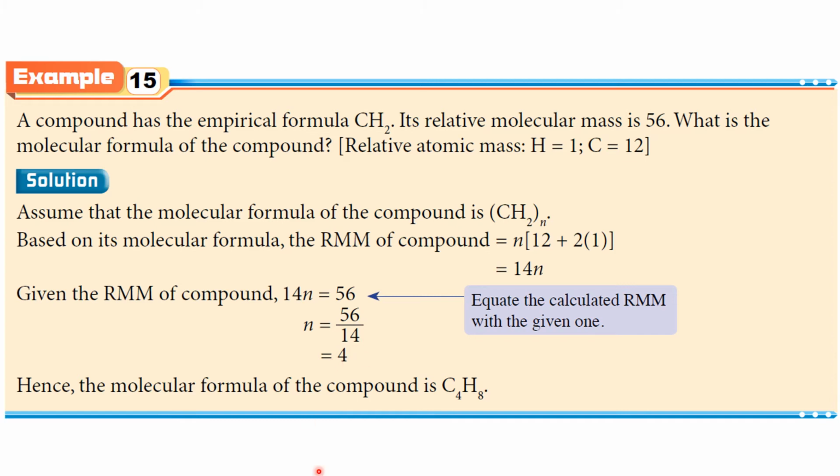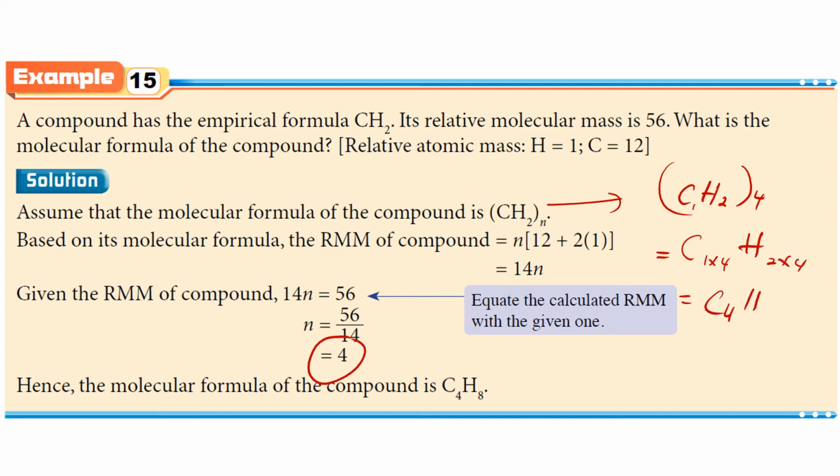So, okay, let me show you. Now the N is 4, right? You take the formula CH2 and the N is 4. What you do is, see here, the subscript means 1. We don't write it, but we know that it's 1. So 1 times 4, and for the H, the 2 here, 2 times 4. So you will get C4H8. Okay, so this is your molecular formula.